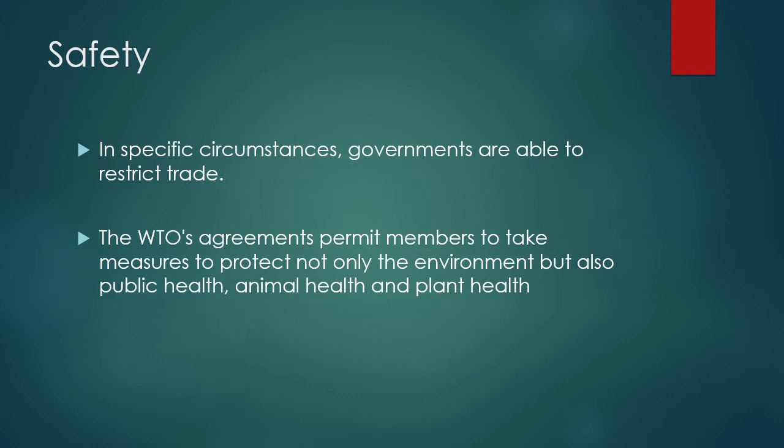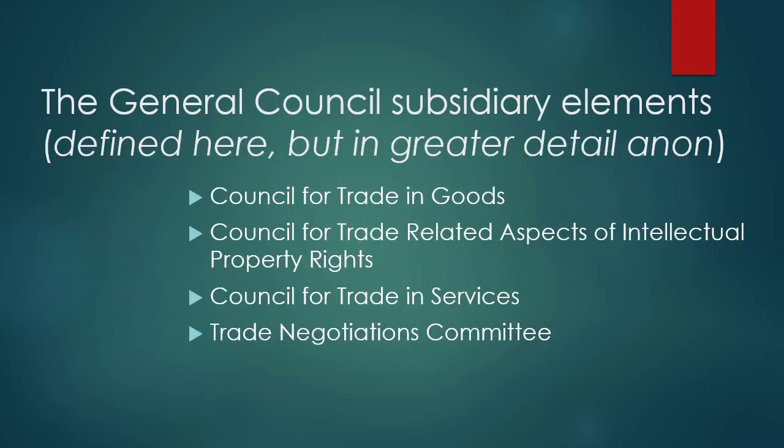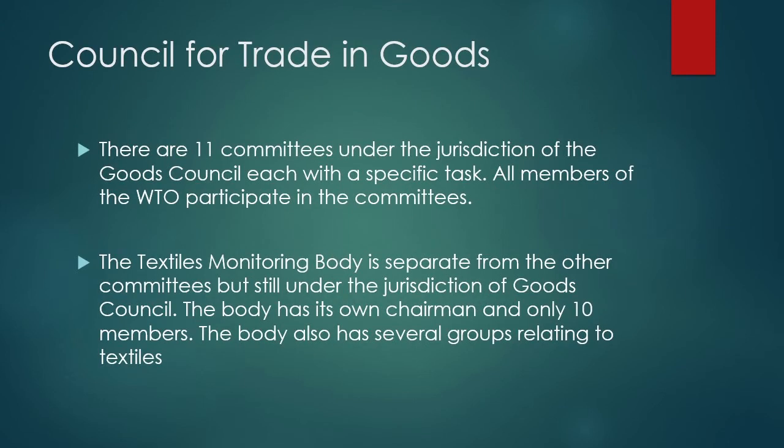We then look at the General Council's subsidiary elements, which we will define here, but we'll touch on in greater detail further in this lecture. And this includes the Council for Trade in Goods, the Council for Trade-related aspects of intellectual property rights, the Council for Trade in Services, and the Trade Negotiations Committee.